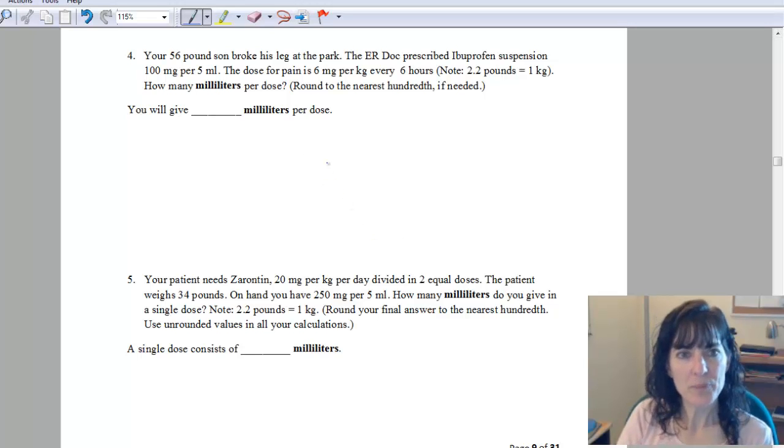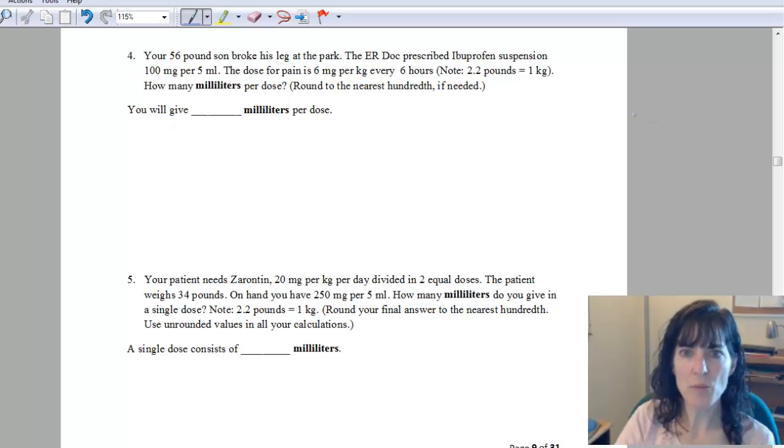Number 4, your 56-pound son broke his leg at the park. The ER doc prescribed ibuprofen suspension, 100 milligrams per 5 milliliters. The dose for pain is 6 milligrams per kilogram every 6 hours. Note, 2.2 pounds equals 1 kilogram. How many milliliters per dose? Round to the nearest hundredth if needed.